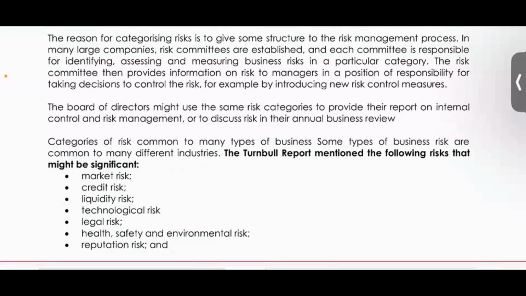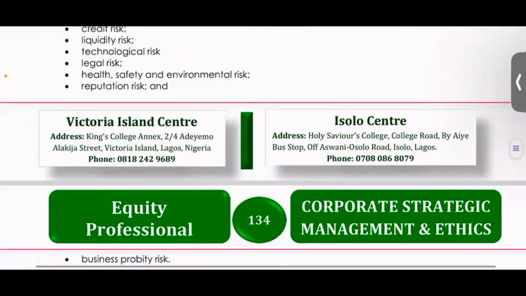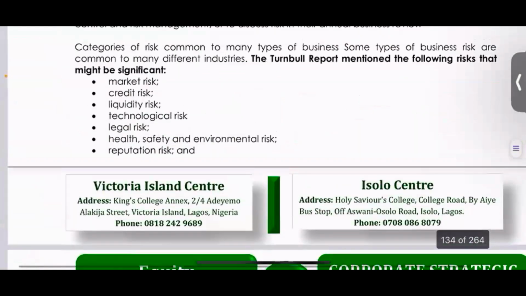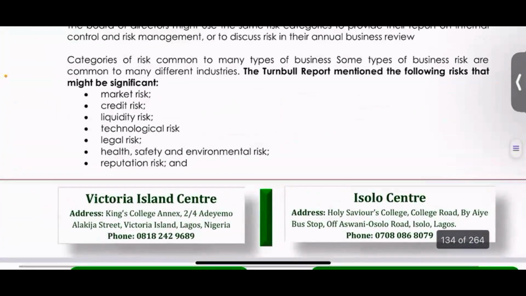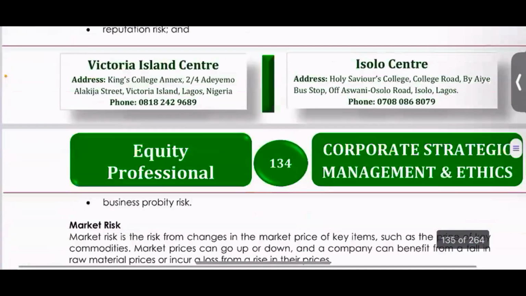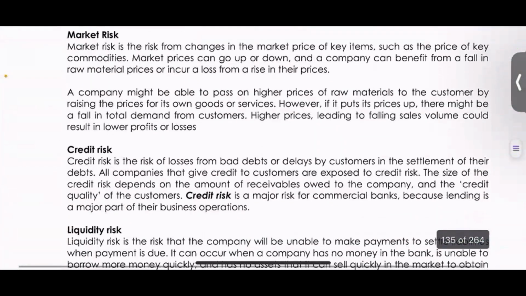Okay. So they said the categories of risks common to many businesses include, the first one we have is market risks. The second one we have is credit risks. We have liquidity risks. We have technological risks, legal risks, health and safety risks, and reputation risks. And then we have business property risks. So there are about eight of them that we'll be looking at this morning.